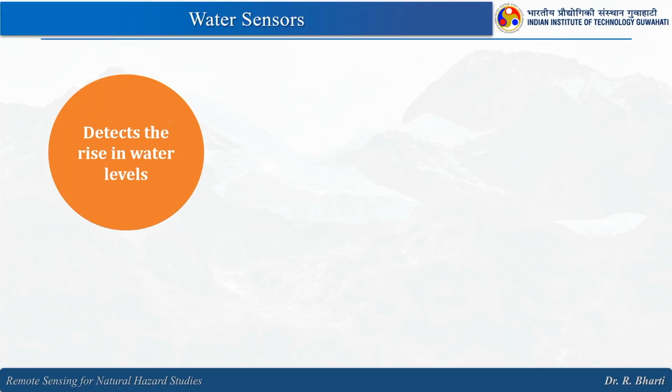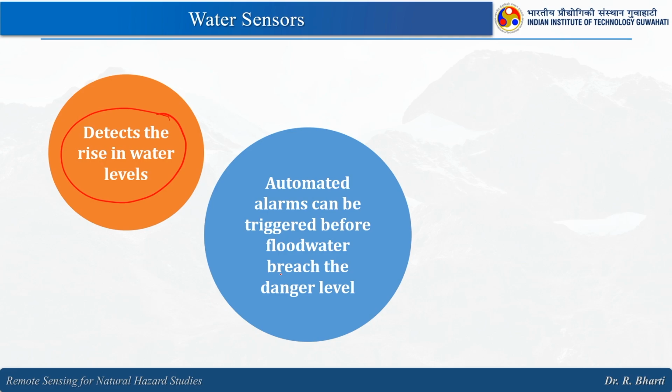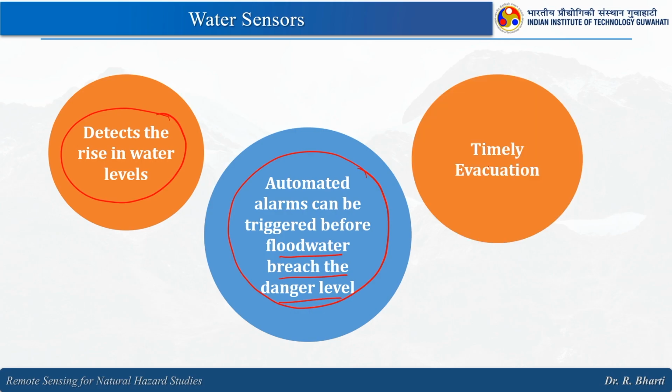Then comes the water sensor that we are using. So, it detects the rise in water levels, because that is one of the very important indicators of what the situation is at the ground in the river, right. Then an automated alert can be triggered before flood water breaches the danger level. Then timely evacuation is possible.